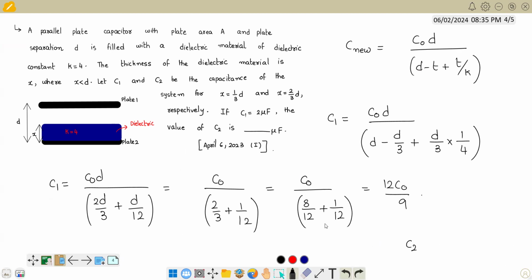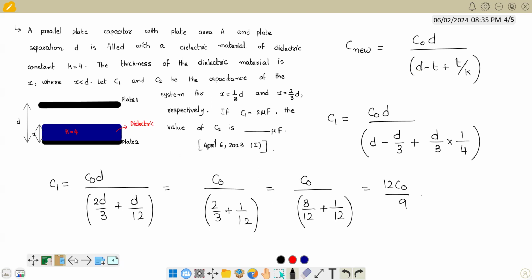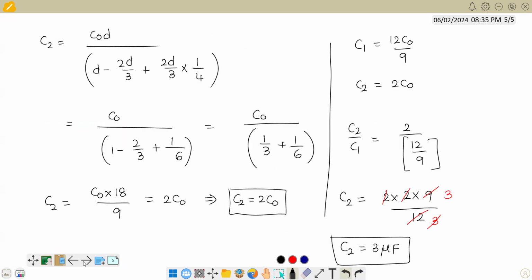But the most important takeaway from this problem is this formula. This is a very important model for JEE Mains. If you insert a dielectric between the plates, C effective becomes C naught D divided by D minus T plus T by K. Once you know this, solving this problem will be easy. Hope you understood how I have solved it. Thank you.